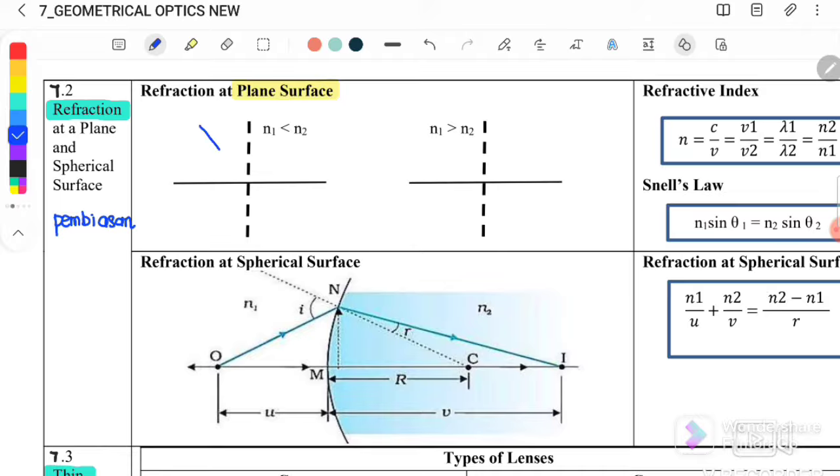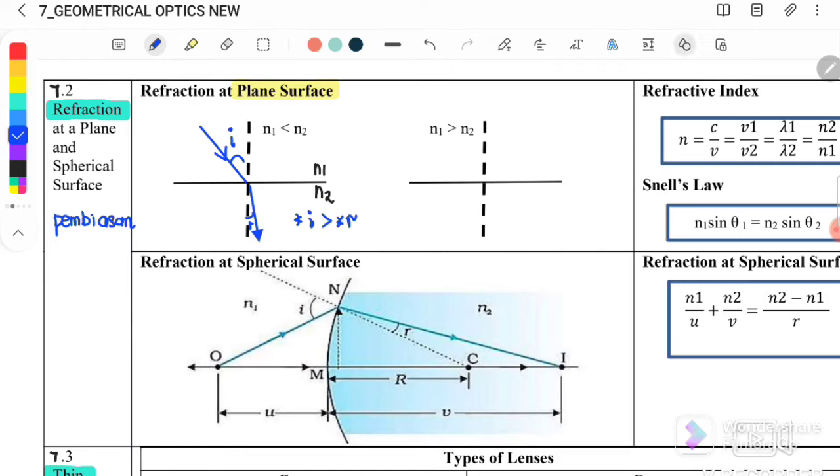Let's say this is the incident ray, and the incident angle is between the incident ray and the normal line. If n1 is less than n2, meaning n2 is denser than n1, the refracted ray will go nearer to the normal line, going from less dense to denser, where the incident angle is greater than the refracted angle.